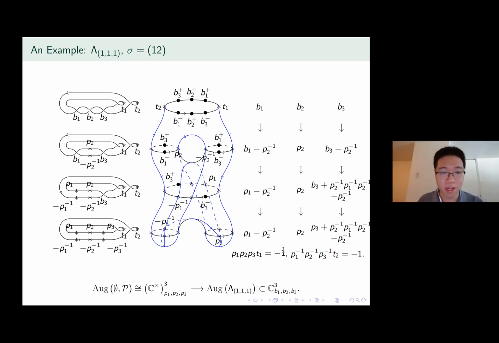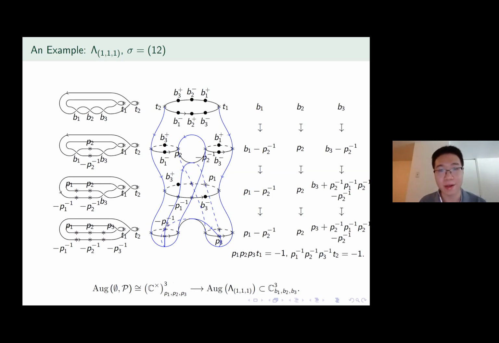So let me just point out what the cluster variables are in this case, right? So let me also talk about it. So the augmentation of the empty set with the Markov coordinates coefficients is a torus of rank 3 with coordinates P1, P2, and P3. So these are invertible variables. So they are coordinates of this torus. So the embedding maps into the augmentation of 1, 1, 1 inside B1, B2, B3 in C3, and the pullback map is given here. Right? So this is actually the pullback map.